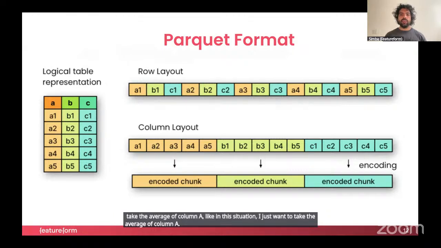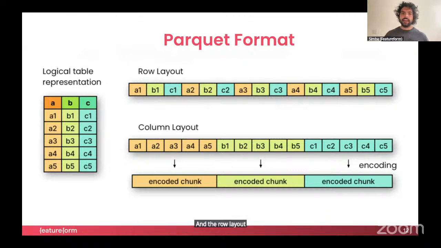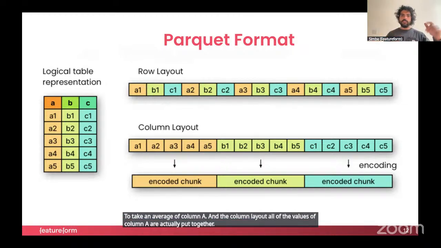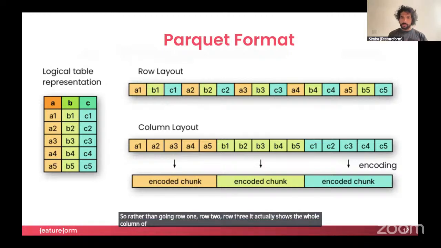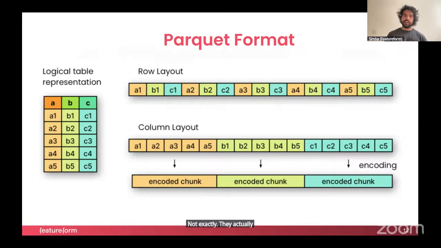In the row layout, I'd have to go through pretty much the entire file to take an average of column A. In the column layout, all of the values of column A are actually put together. So rather than going row one, row two, row three, it actually stores the whole column of one, then the whole column of two, etc. Not exactly. They actually break it out. They chunk it up a bit, but that's kind of how you can think about it.